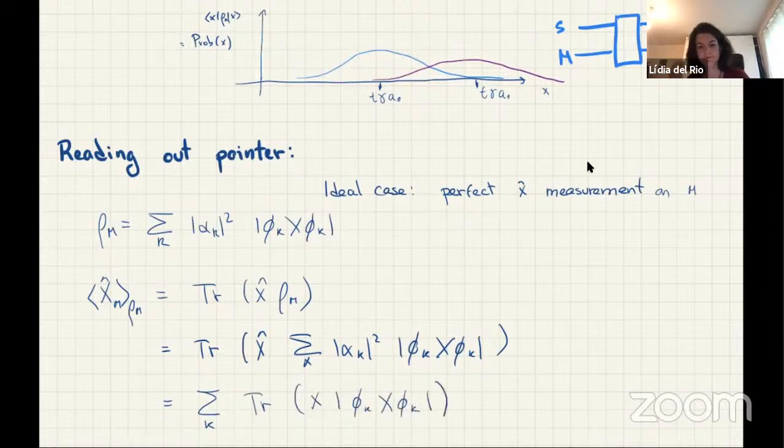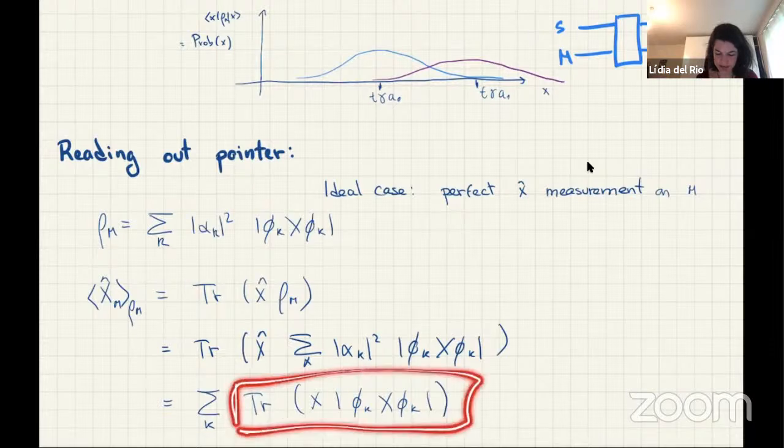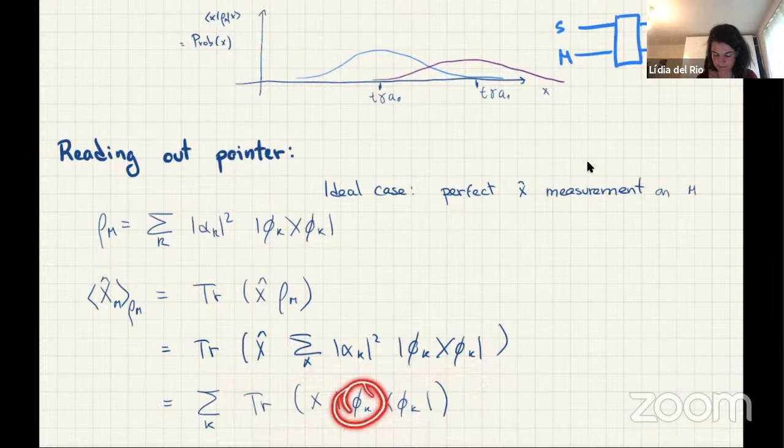That's right. Well, now this is just the average position for each of the states psi k, right, by definition. So let's move to the next page.